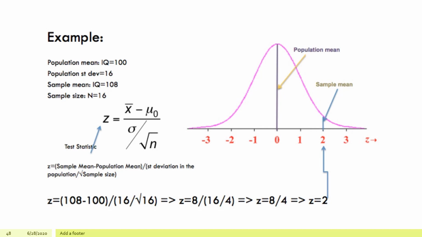By this graph you can make out this is a normal curve. My population mean is 100 somewhere here, but my batch 23 sample mean is somewhere here. So I got the z value, that is 2, by using this formula. Now we have to find out whether this 2, the critical value, will be able to reject the null hypothesis or not. That I will explain in the next slide.